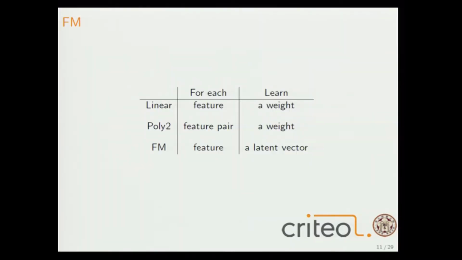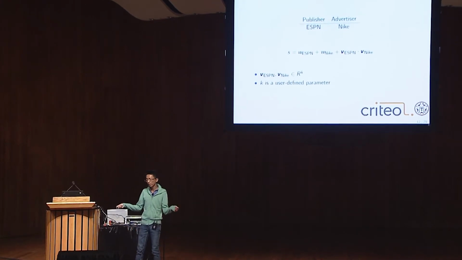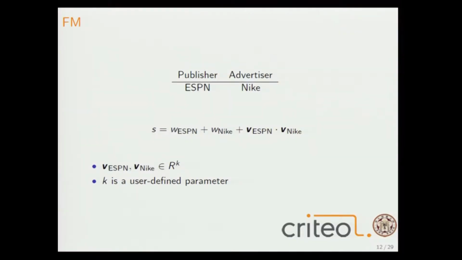For sparse data sets, I'm going to introduce the third model, called factorization machines. The idea of factorization machines is that instead of learning an explicit weight for each feature pair, we want to learn things in latent space. For each feature, now we have a latent vector, so we have V_ESPN and V_Nike. When we are learning the conjunction between ESPN and Nike, what we do is the inner product of these two vectors. The length of this latent vector is a user-defined parameter. Usually it can be something like 40 or 100.